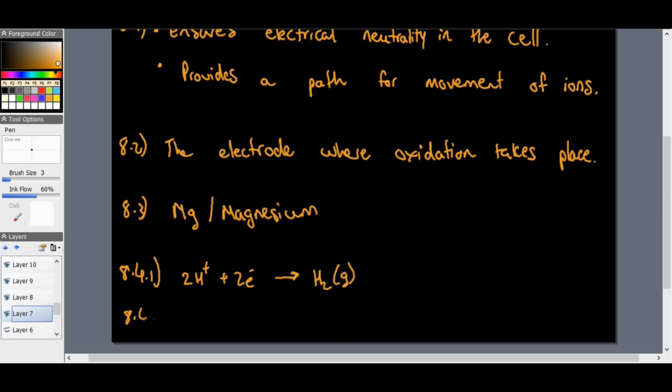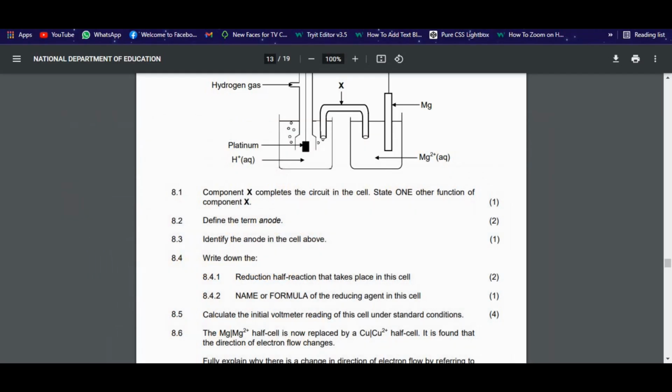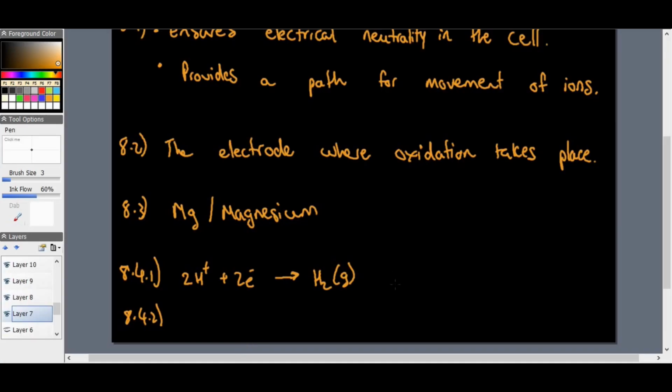I think I can fit 8.4.2 in here. Let's have a look. The name or formula of the reducing agent in the cell. Now, the reducing agent, of course, is the substance that gets oxidized, which is the same as the substance at the anode. So it's magnesium. So for name or formula, you could have written down magnesium or Mg, whichever one you decided best suited it.